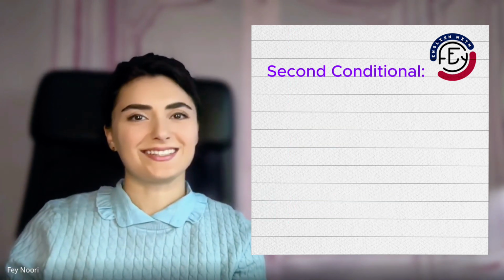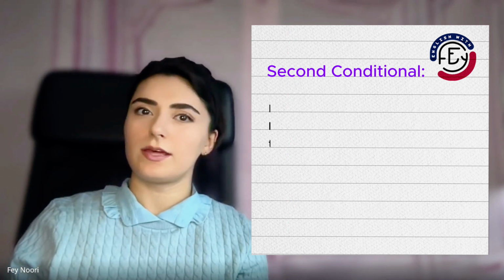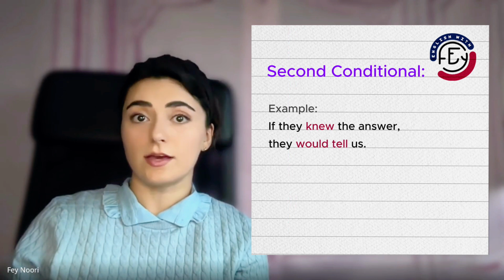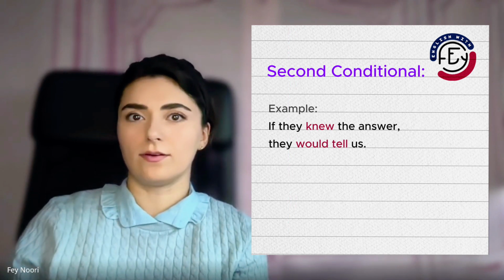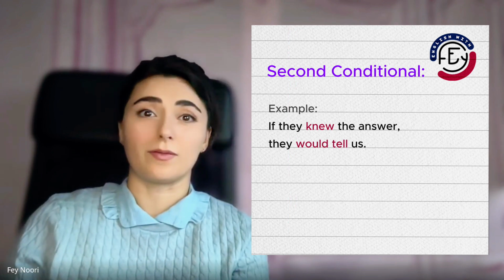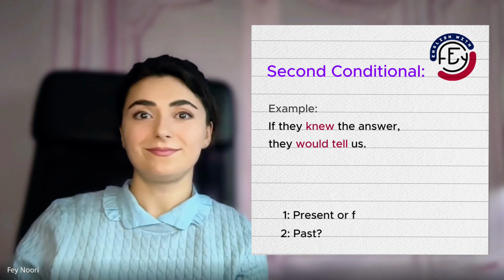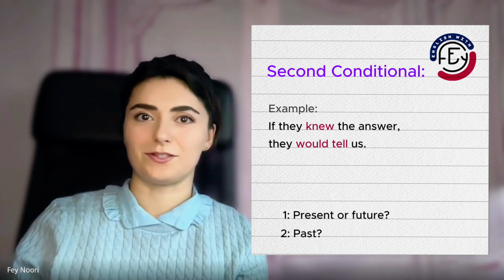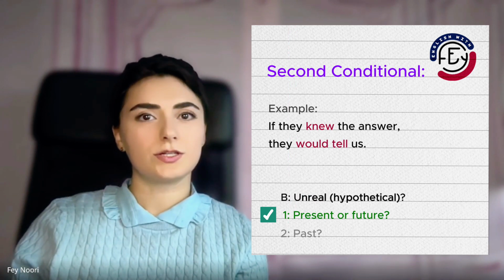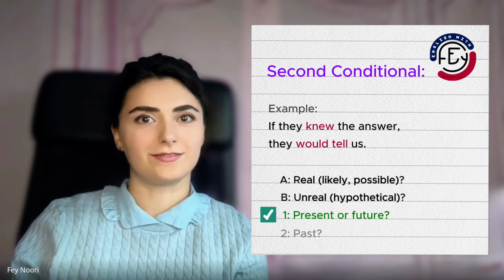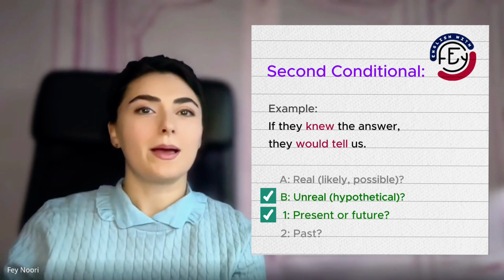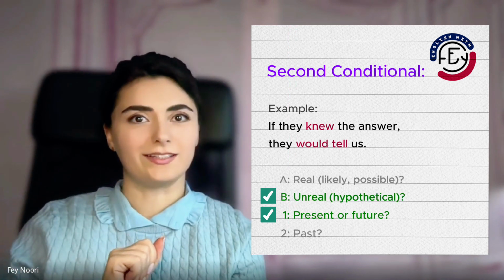Let's see one last example, shall we? If they knew the answer, they would tell us. If they knew the answer, they would tell us right now. So when you say if they knew the answer, they would tell us, are we talking about the past or the future? Exactly, the future. Also, are we talking about a hypothetical situation or a real situation? It's hypothetical. They don't know the answer, so they can't tell us the answer. But if they did, they would.